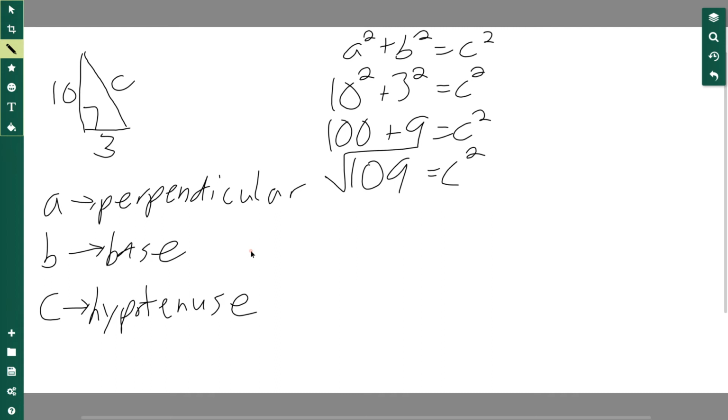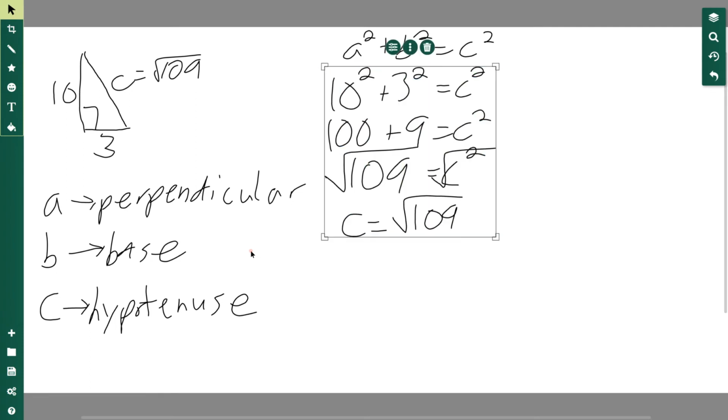And now, just as before, we'll take the square root. So in this case, c is equal to the square root of 109. Now, because 109 is not a perfect square, we'll just leave the answer as that. So no whole number can be multiplied by itself to get 109, so we just leave the answer as the square root of 109.